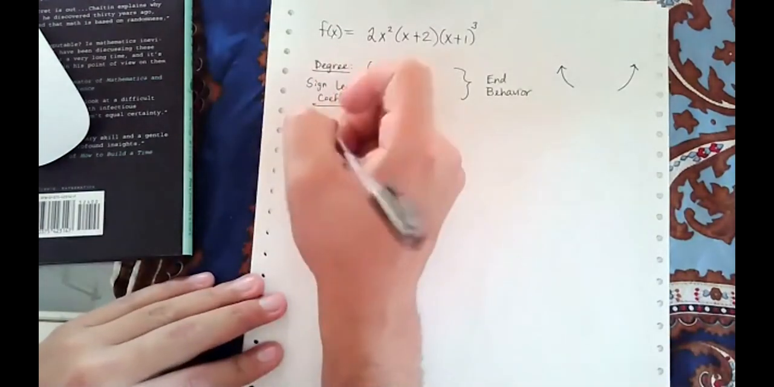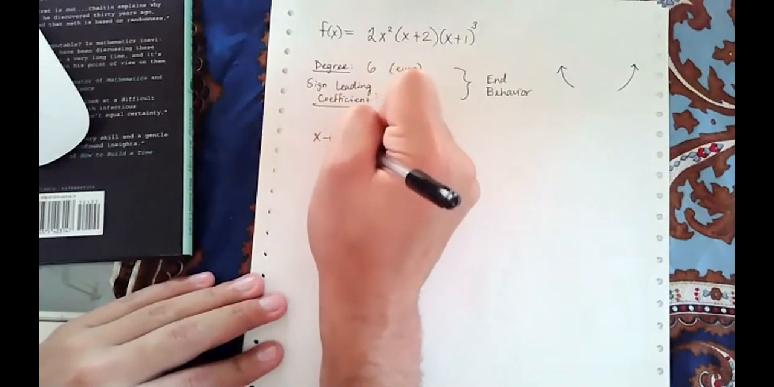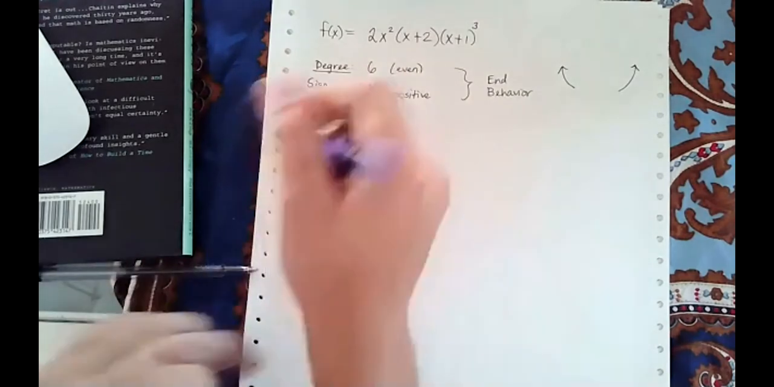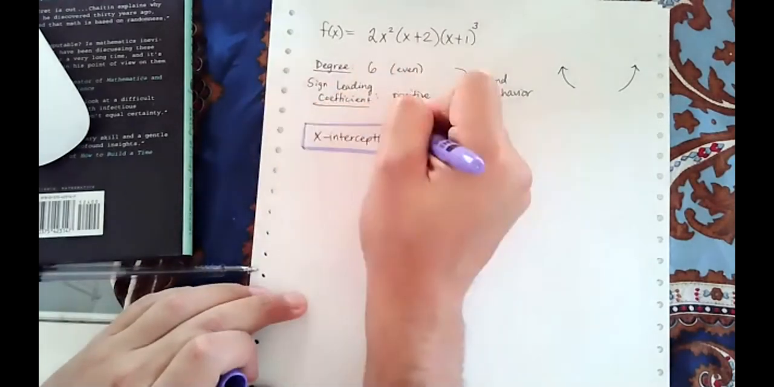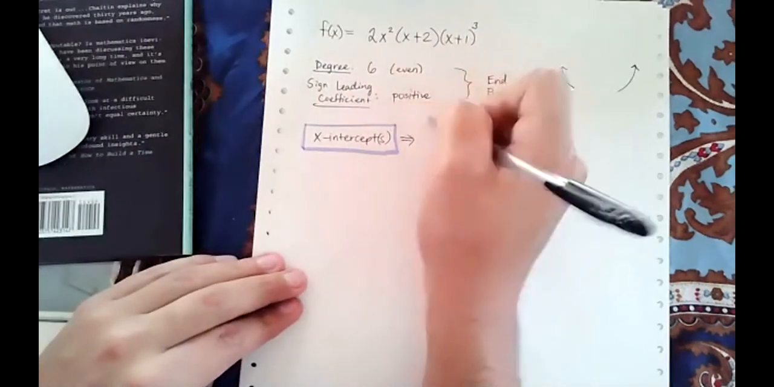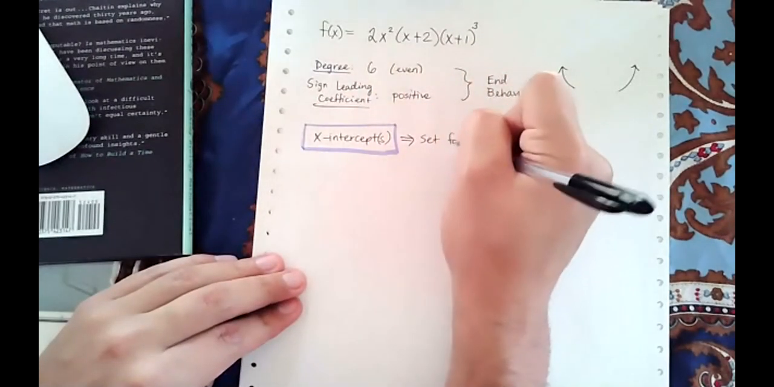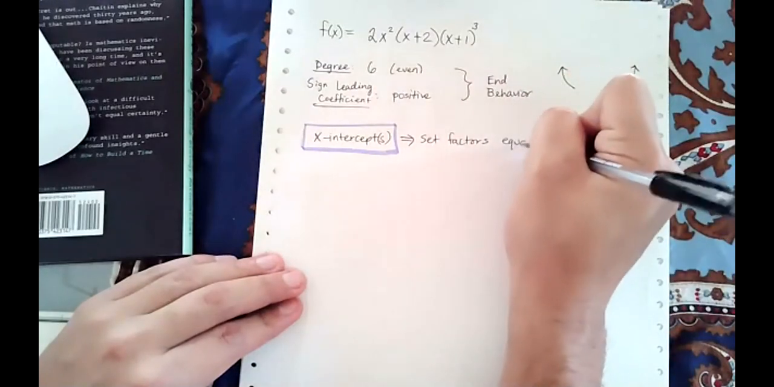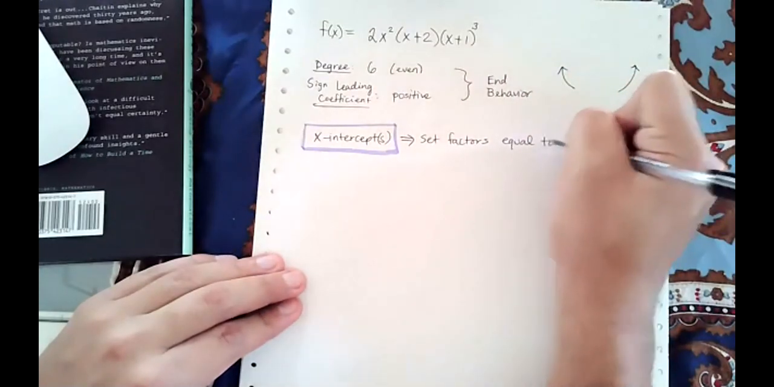Now the fun part begins. We need to find the x-intercepts. And remember that this is as simple as setting the factors of the polynomial function equal to 0 and solving those equations.